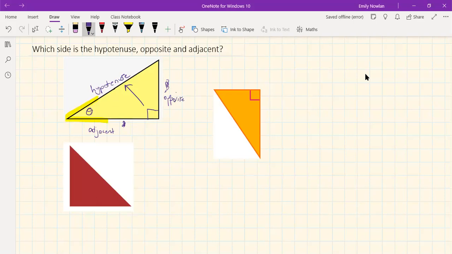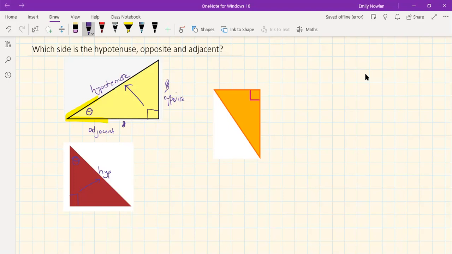Okay, let's go to the red triangle. So first thing we need is, where is the right angle? Here it is. Opposite the right angle is the hypotenuse, and the hypotenuse is also the longest side. Okay, it's the longest side. So which angle are we looking from? Well, let's look from the angle up here. We just have to know which angle we're looking from.